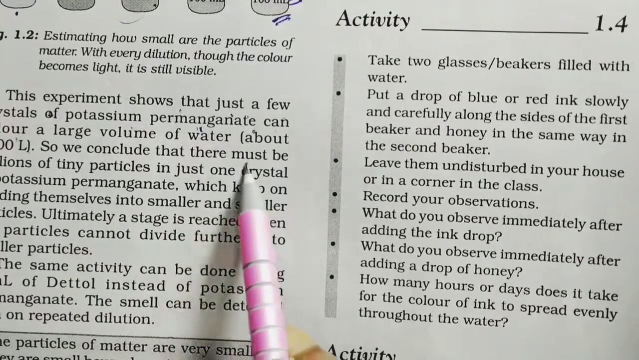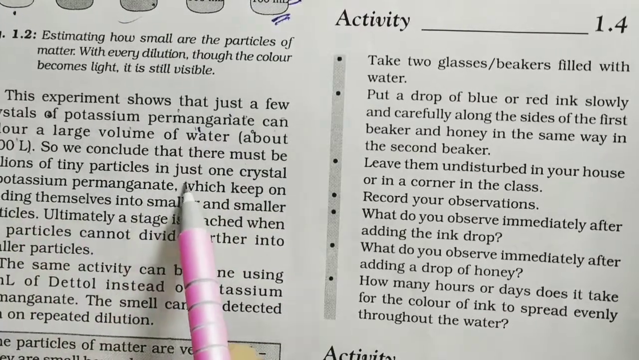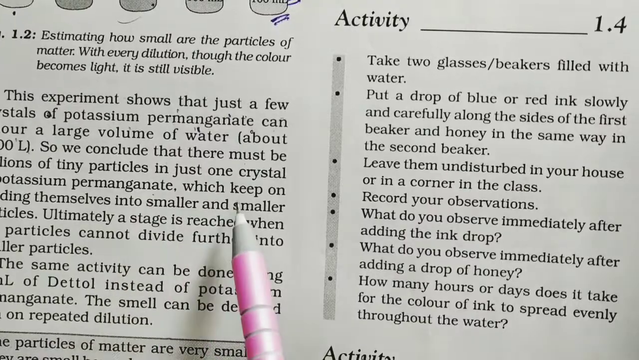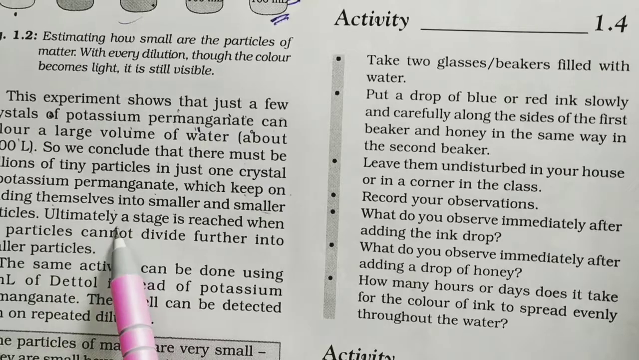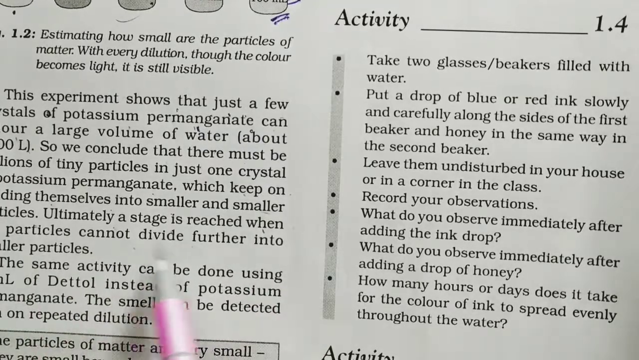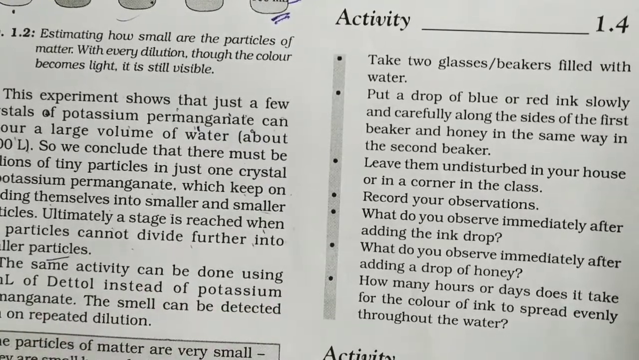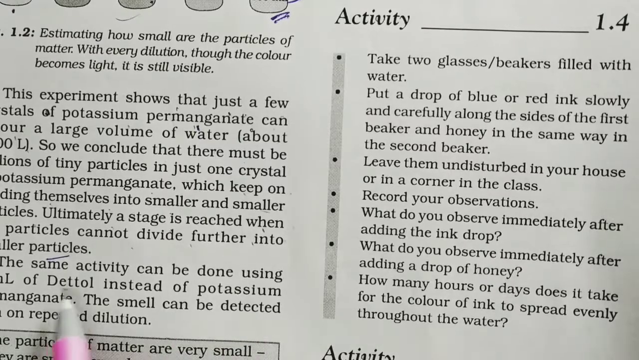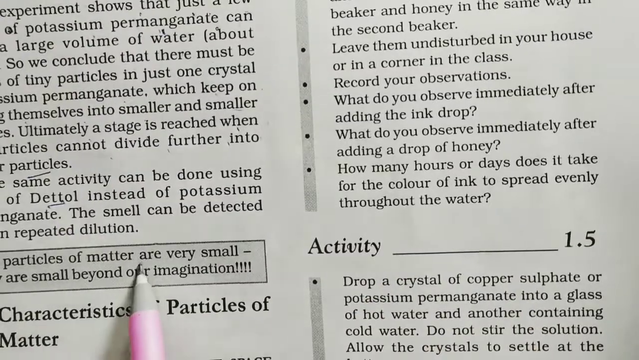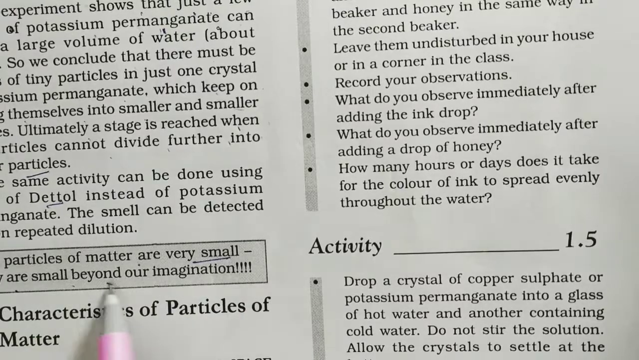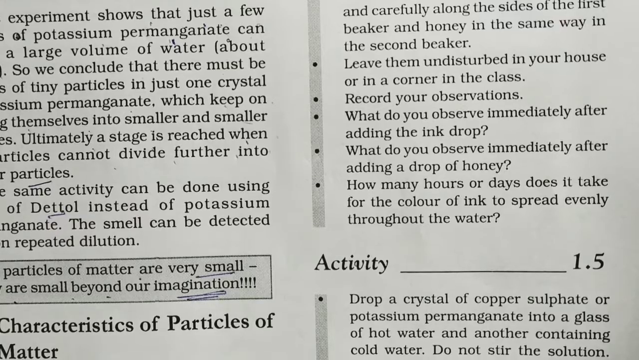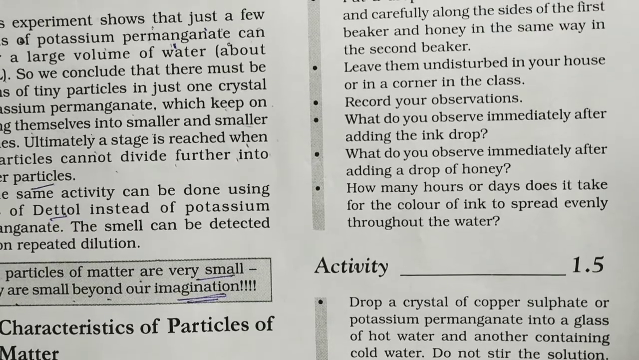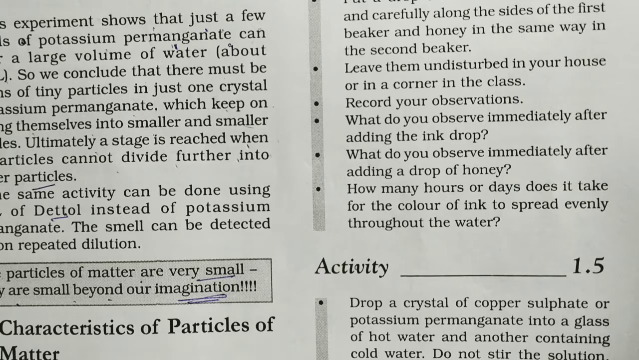So we conclude that there must be millions of tiny particles in just one crystal of potassium permanganate, which keep on dividing themselves into smaller and smaller particles. Ultimately, a stage is reached when these particles cannot divide further into smaller particles. The same activity can be done using haldi. The particles of matter are very small, small beyond our imagination. Very, very small. And after a certain threshold limit, they stop dividing themselves.